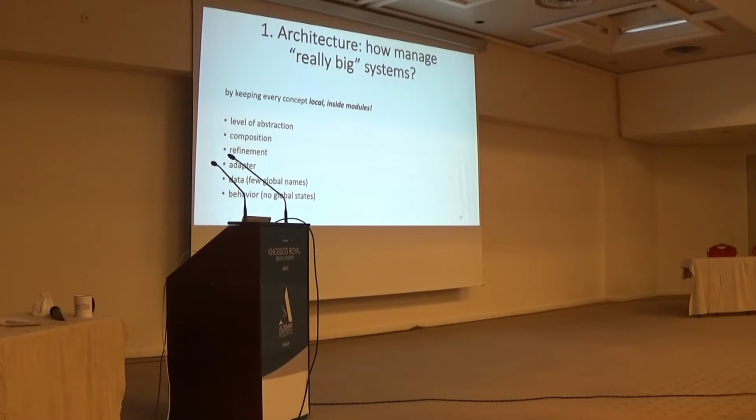So keep everything local. The whole theory is made such that everything can remain, if you wish, inside the model you choose. The level of abstraction, composition is defined in two modules. Refinement is defined in one module, adapters, two modules. Data, but you may need few global names, very few, but that's all. And especially behavior should be without any global state. You should be able to speak about behavior of single modules without considering the rest of the world.